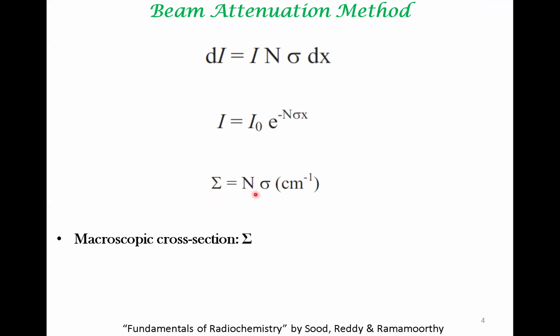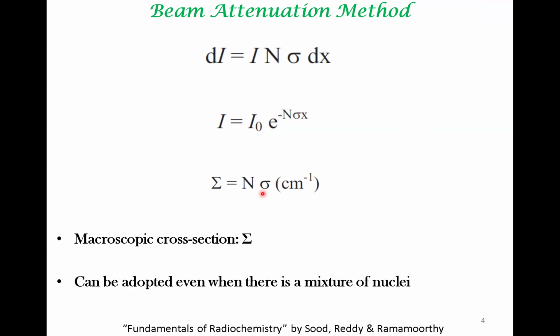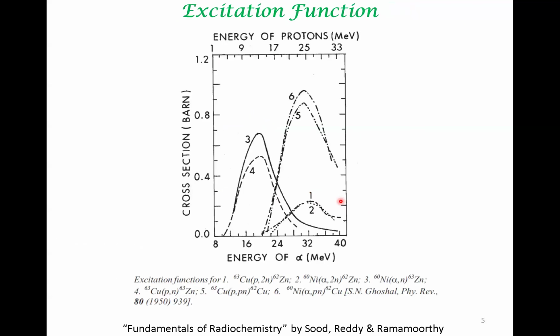This is called the macroscopic cross-section. One place where this formula or this method is used is when there is more than one kind of nuclei which is reacting with the projectile. So N would refer to the sum of the different nuclei. So this is another method that is typically utilized.